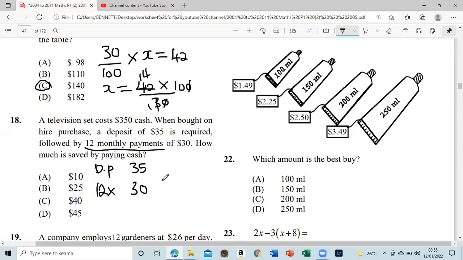All right, so multiply this, 10 times 12, it'll be 120. 120 times 3 is 360. So the total you'll pay for hire purchase of this is 395. If you buy it for cash, it's 350. So we subtract 350 from this. That's the difference, and we get $45.